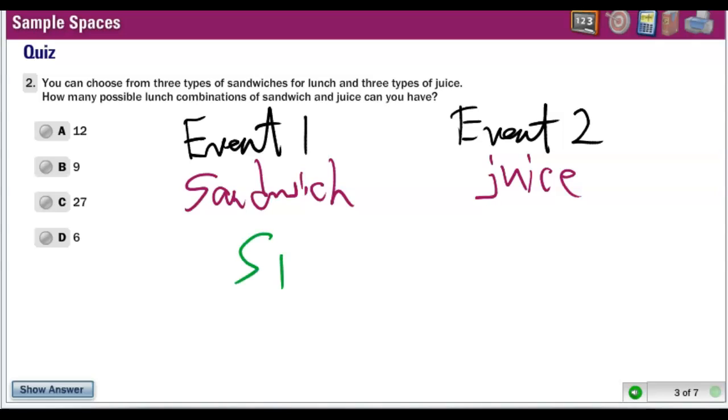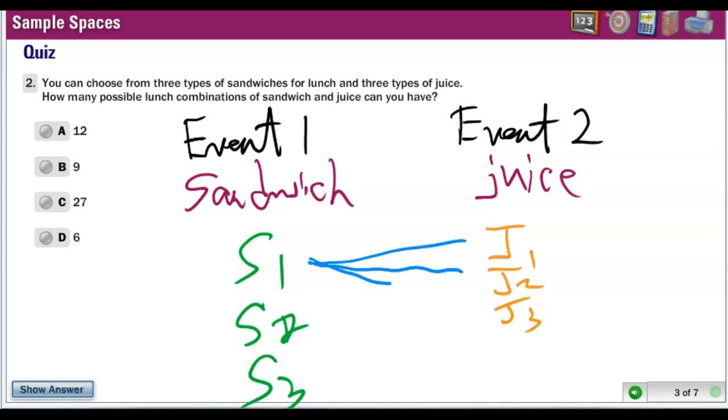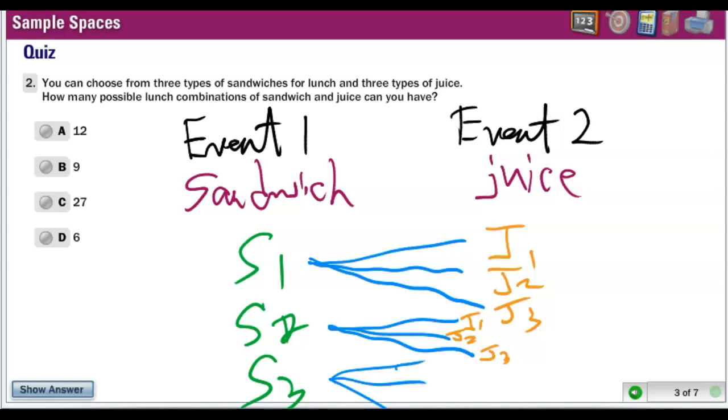So we could choose sandwich one, sandwich two, or sandwich three. Those are your three choices for event one. And for event two, you can have three juices: juice one, juice two, or juice three. If you chose sandwich one, you have three choices for juice: one, two, or three. If you chose sandwich two, you also have three choices for juice one, two, and three. I wish I had more space, but S2, J1, J2, J3. And if you chose sandwich three, you also have three choices: juice one, juice two, and juice three.